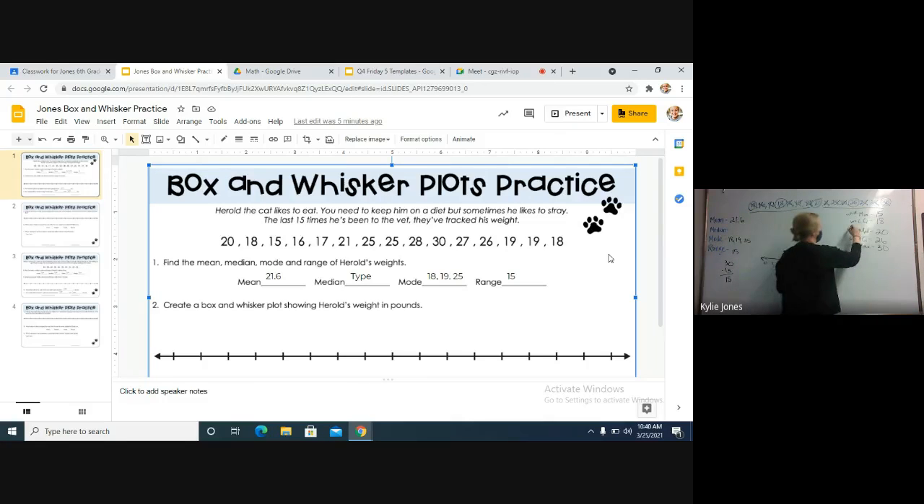That looks like a battery. Yeah. This is a line. We'll just write line right there. Oh, there's our box and whisker.